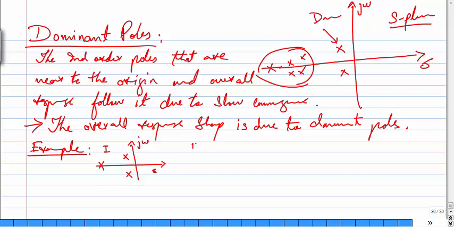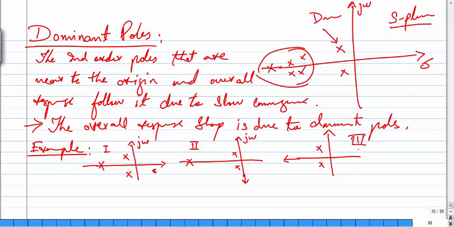Similarly, if we look at case number 2, we put the new pole further away from the dominant poles. Okay, so this is case number 2, and case number 3 is the one where we don't have any other pole here, only the dominant poles. So this is case number 3. So we have 3 cases and we want to discuss how they behave.